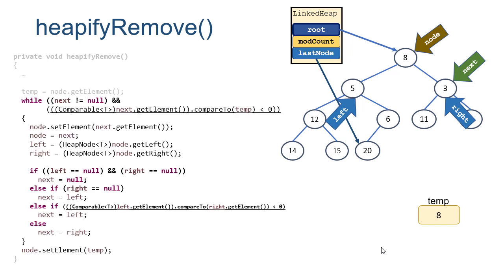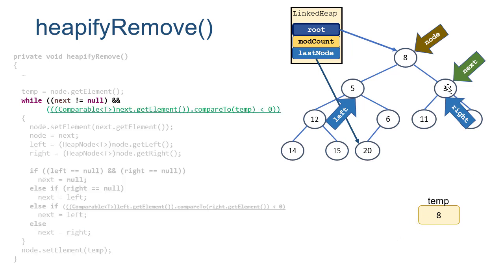And so now we're going to do this loop. Now you'll notice this loop looks an awful lot like what we saw at the start of heapifyRemove. And in fact, the logic is identical, except that now we're navigating through the heap as opposed to starting at the root. We can see that next, which is the smallest element stored in a child of node, is less than the temp element, meaning it's in the wrong order. So we're going to set the element of node to the element of next. So now we have a 3 in node. And again, don't worry, we haven't lost 8. It's still in our temp variable.